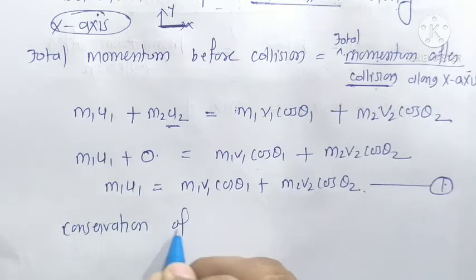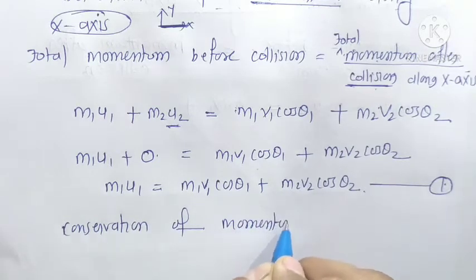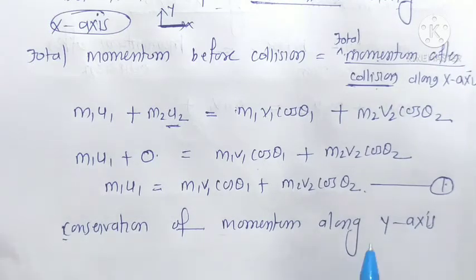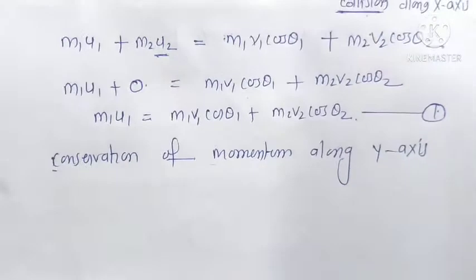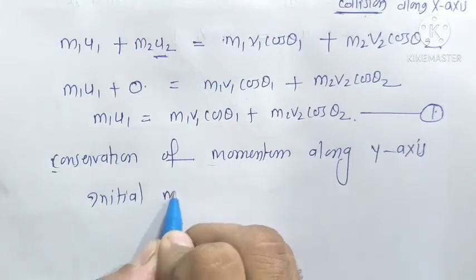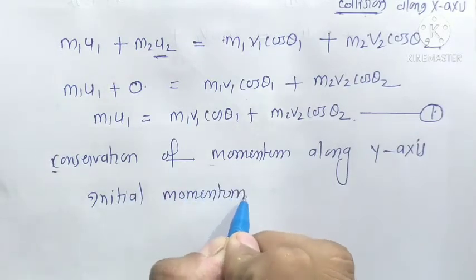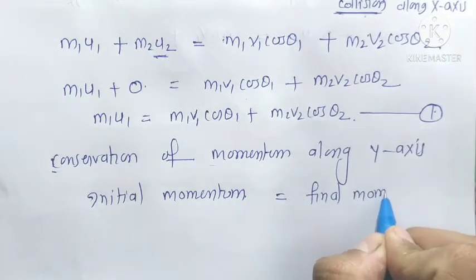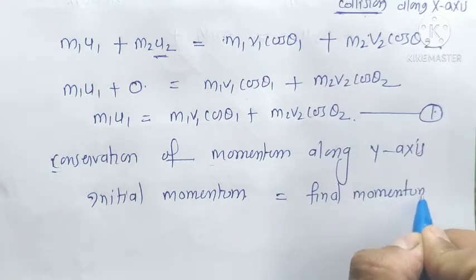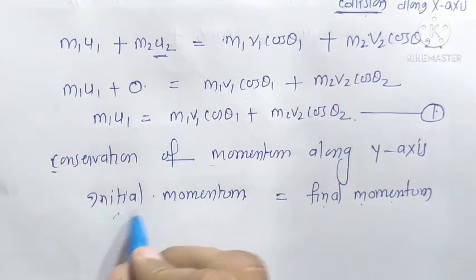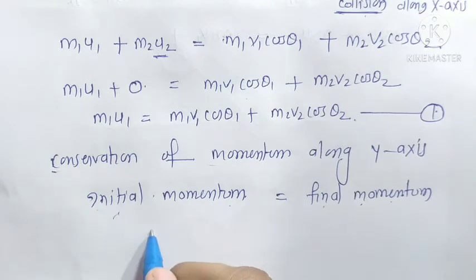Now, conservation of momentum along the y-axis. The initial momentum is equal to the final momentum, or we can say the total momentum before collision equals the total momentum after collision, along the y-axis. But here initially the total momentum along the y-axis will be 0.